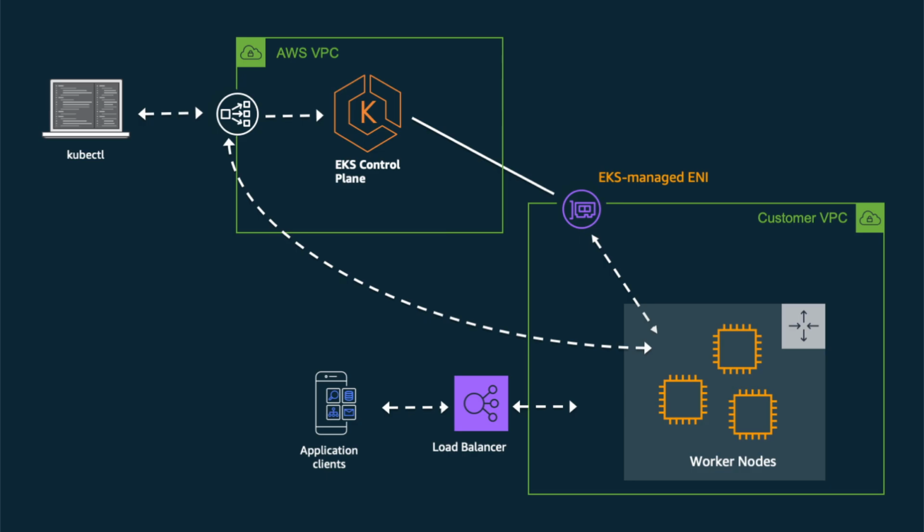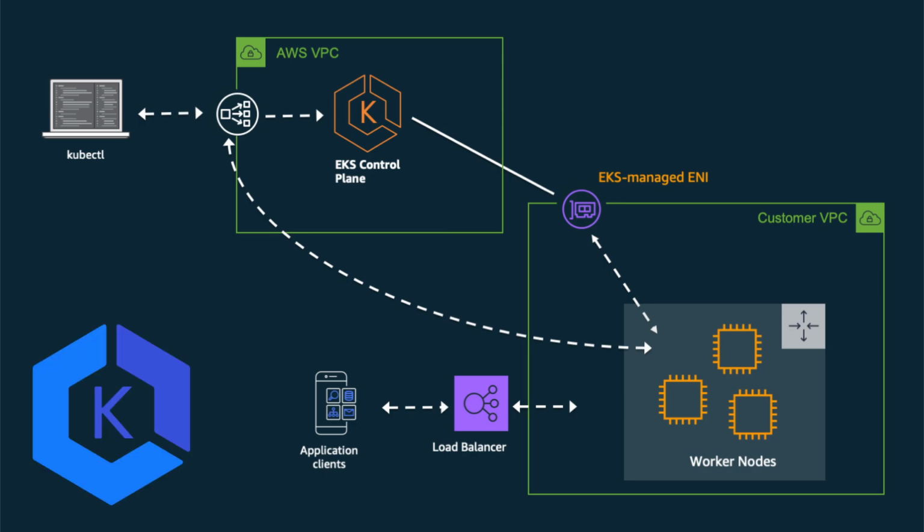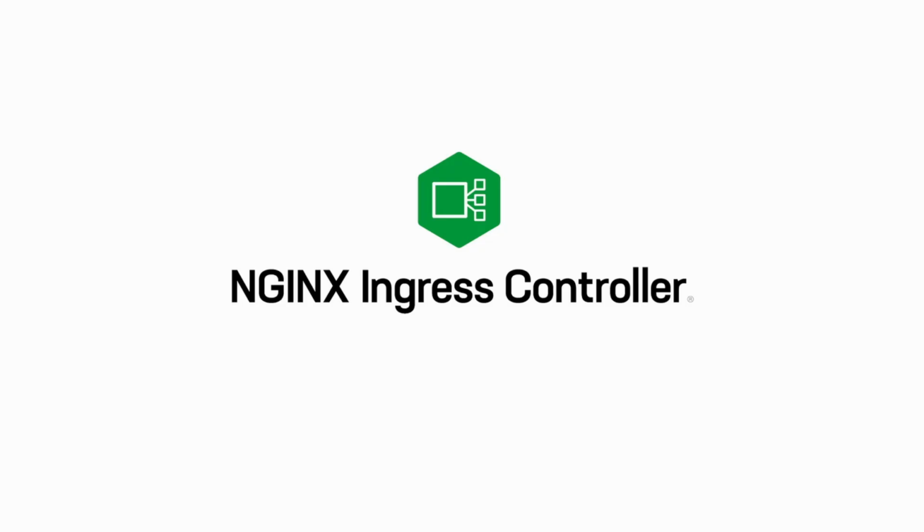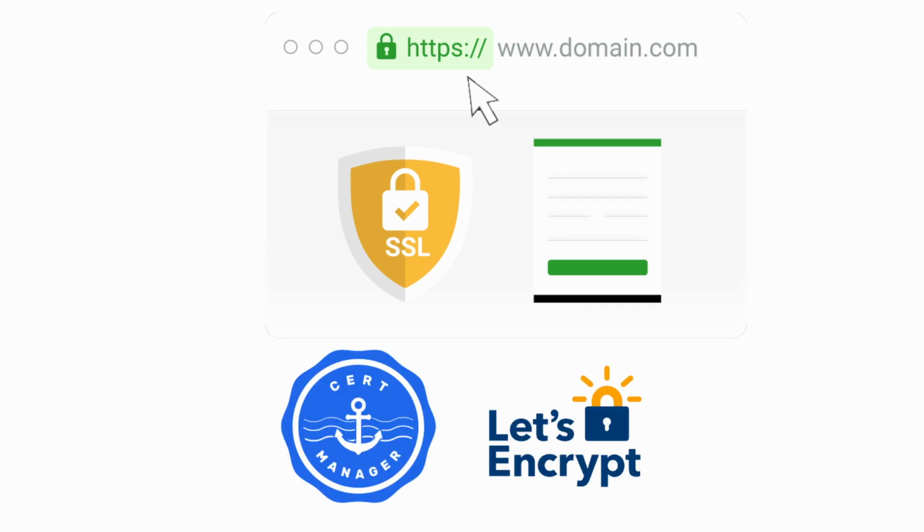We'll start by setting up our EKS cluster, then we'll move on to installing the NGINX Ingress controller, and finally we'll automate SSL certificate provisioning with the help of certificate manager, or cert-manager.